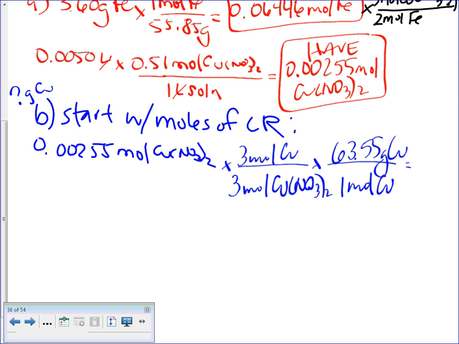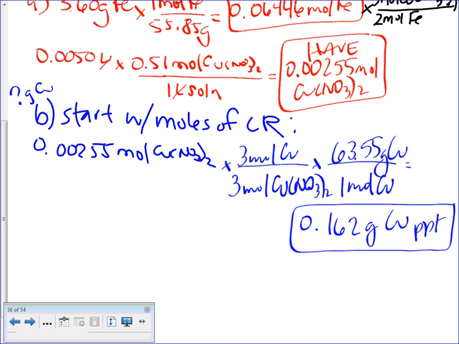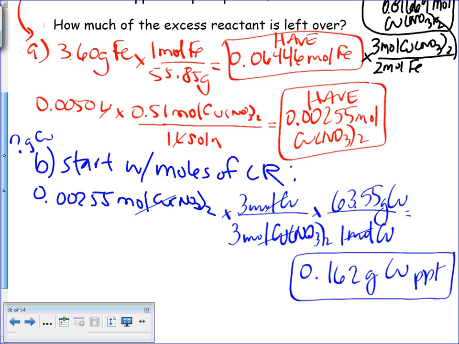I got 0.162. So 0.162 grams of copper. That's how much will precipitate out. Yep, you would mass that, you'd figure out how much precipitated out. And you know, your units do cancel here and here and here and here. I'm not showing the cancellation. Okay, so that's part B. And again, once we figure out the LR is, we always start with the LR amount and then move from there, because that's showing the control that the LR has on the amount of product that can be produced.